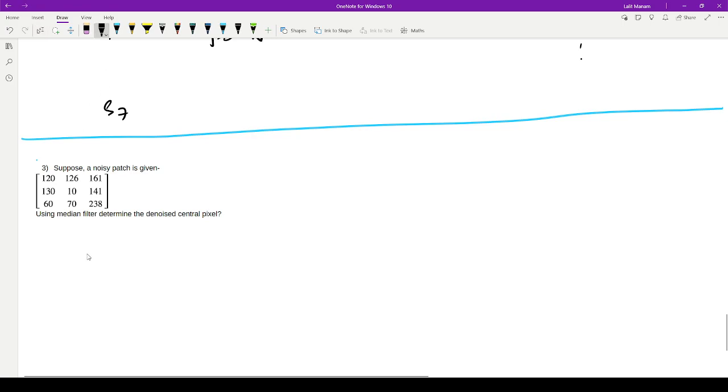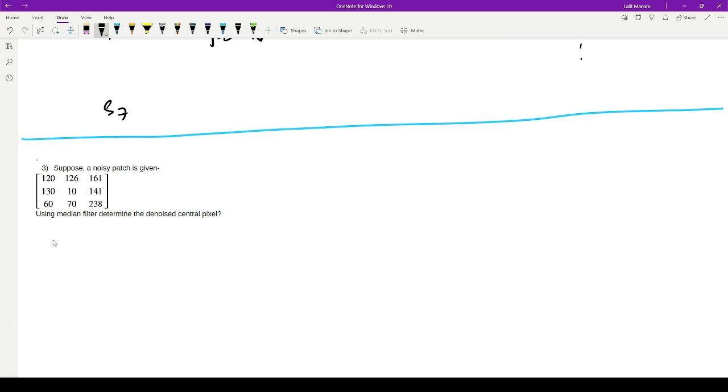So, again a simple question, I guess. You're given a noisy patch like this. Use a median filter to determine the denoised central pixel. Okay, again I'll repeat the same question: when do you use a median filter? Salt and pepper noise. Yeah, salt and pepper noise.